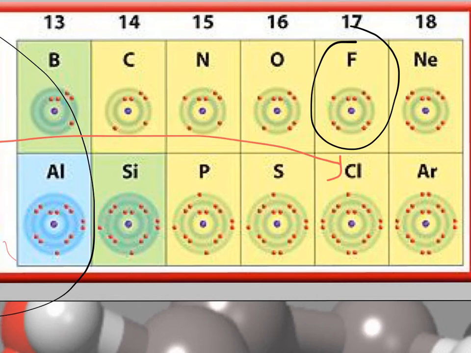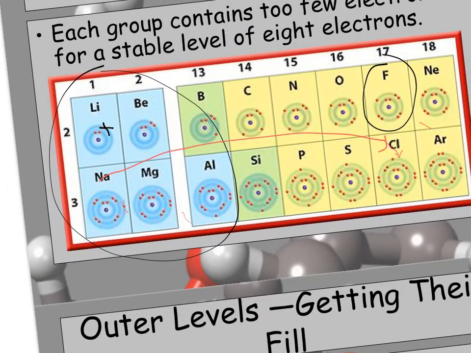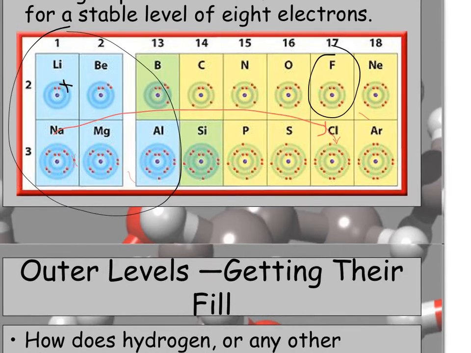Chlorine's like, "Yo, hey man, I could use one." And sodium's like, "Here you go, bro." So sodium will transfer its electron to chlorine, and then they become opposite charges and they attract. We're going to talk about that more when we talk about ionic bonding.